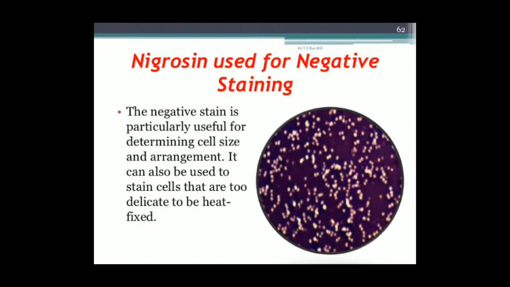Since the surface of most bacterial cells is negatively charged, the cell surface repels the stain. The glass of the slide will stain, but the bacterial cells will not. The bacteria will show up as clear spots against a dark background.